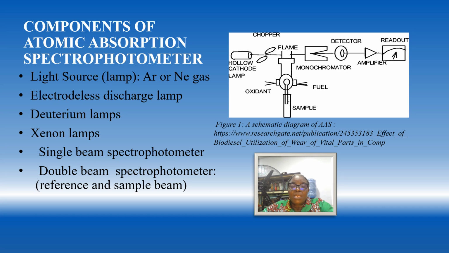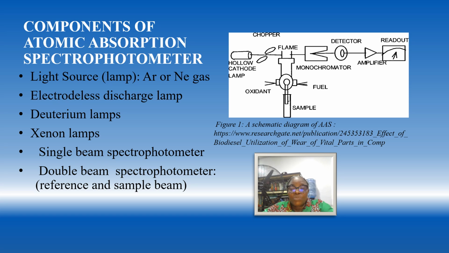We have the electrodeless discharge lamps. They use a radio wave or radio frequency field to excite a gas, typically argon or nitrogen, which produces a plasma. We also use the deuterium lamps. They use an electric discharge to excite deuterium, an isotope of hydrogen. And we also have the xenon lamps. This uses an electric discharge to excite xenon gas. All these lights are used as light sources in different spectroscopies.